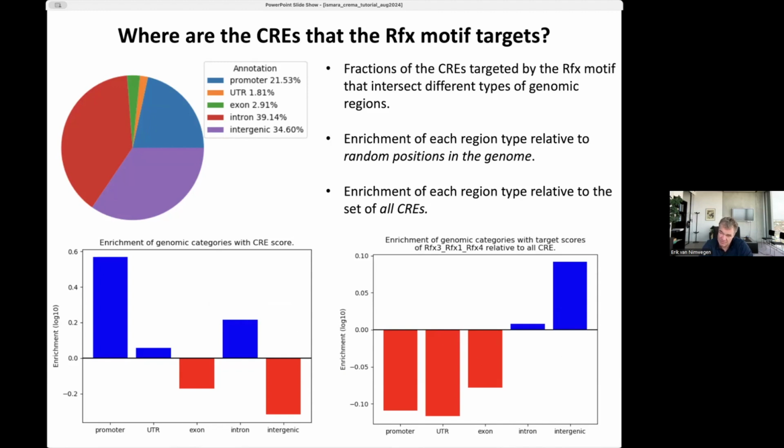And maybe an even more informative comparison is to compare not with random positions in the genome, but with all other CREs, right? Because these are the CREs targeted by RFX. So now I can compare with all other CREs: what are the fractions falling in introns, promoters, exons, and so on? And then you see that actually lots of other CREs have more sites in promoters that they target. And the CREs of RFX are mostly enriched for intergenic and a little bit enriched for introns. Okay, so it gets you some idea whether the targets of this motif are CREs that are mostly distal, or mostly at promoters, or mostly in introns.